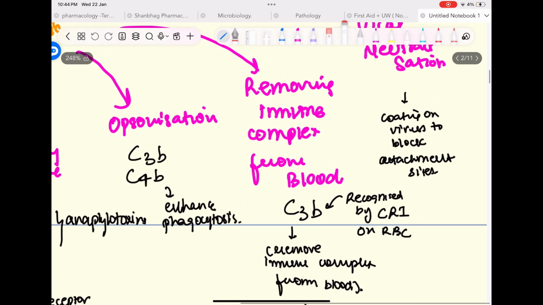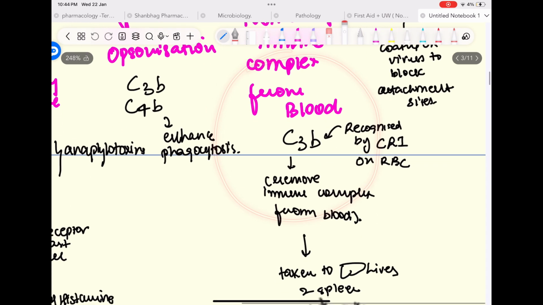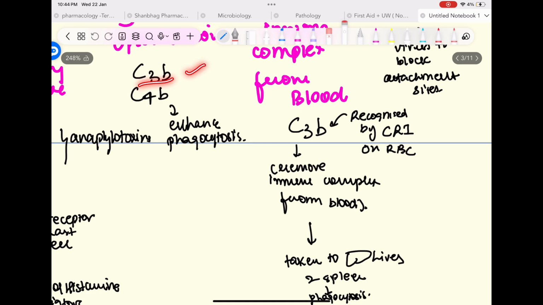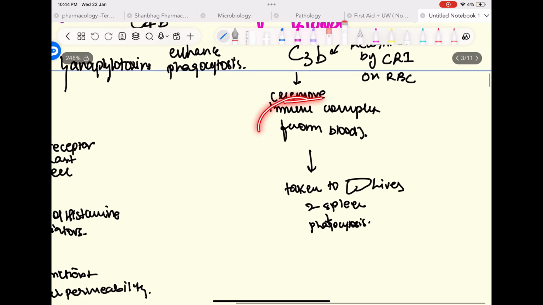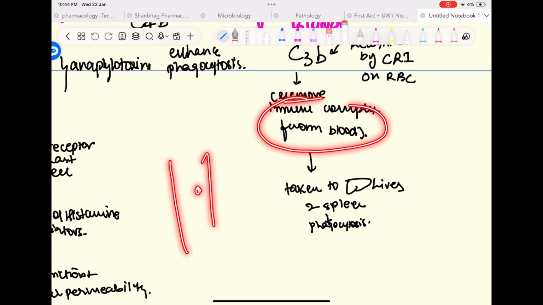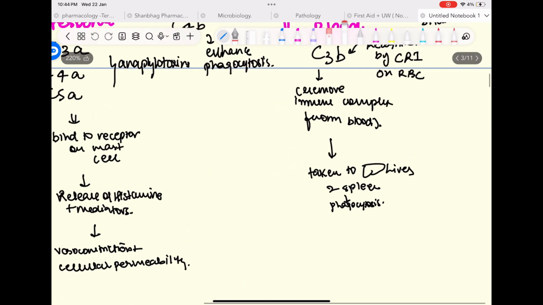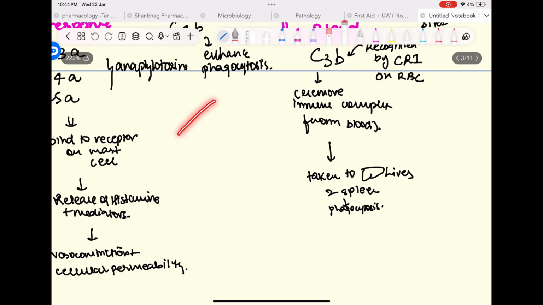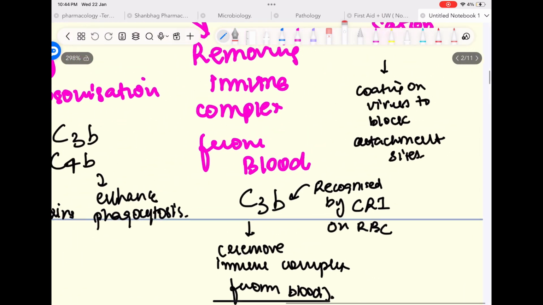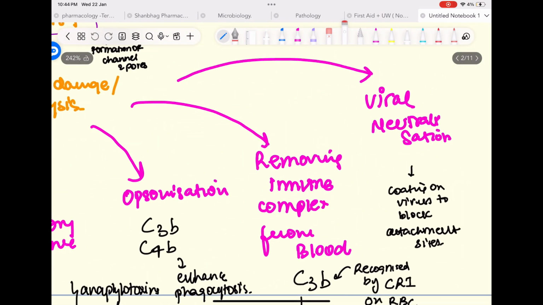The fourth is removal of the immune complexes from the blood. C3b, being an opsonin, is also recognized by the CR1. These are the receptors on the RBC. Now, what does this recognition by the receptor do? It removes the immune complex from the blood and takes it to the liver and spleen for phagocytosis. Imagine C3b is a car and the driver recognizes the immune complex and takes it to the liver where it kills it. The last one is viral neutralization.